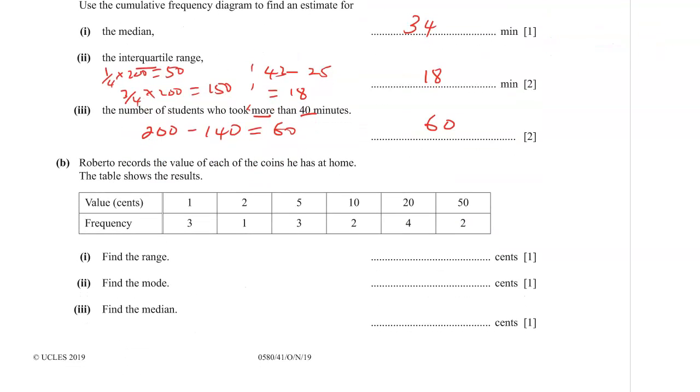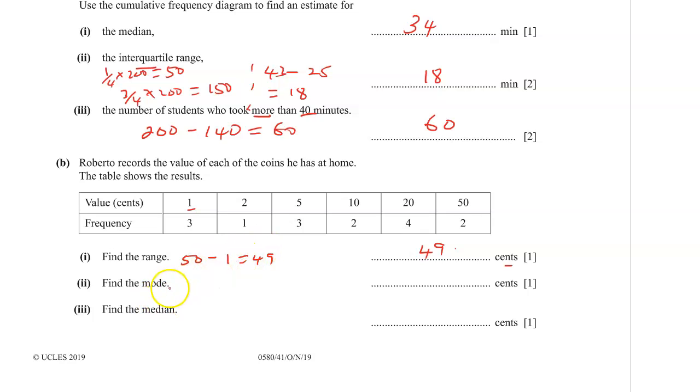Part B. Roberto records the values of each of the coins he has. The table shows the results, value of coin and the frequency. Find the range. So the value 50 and this. So the range of the values is 50 minus 1, which is going to be 49 cents, range of cents.